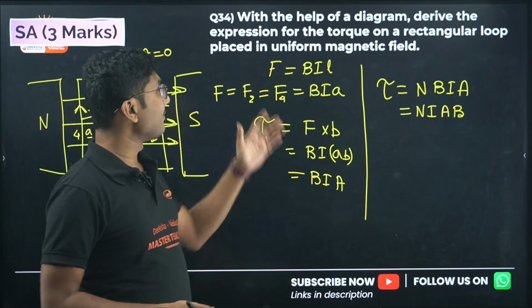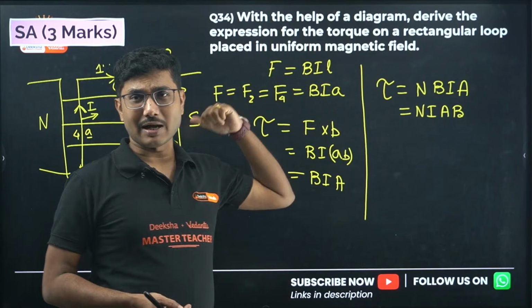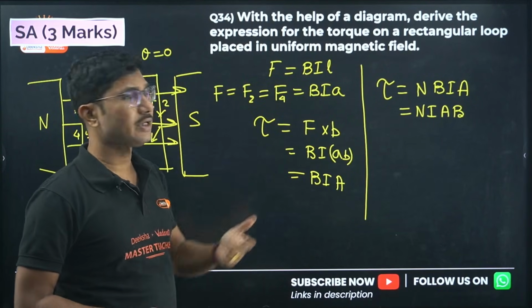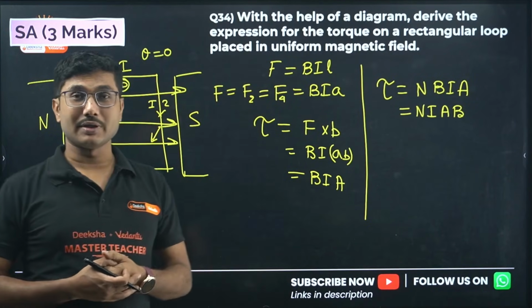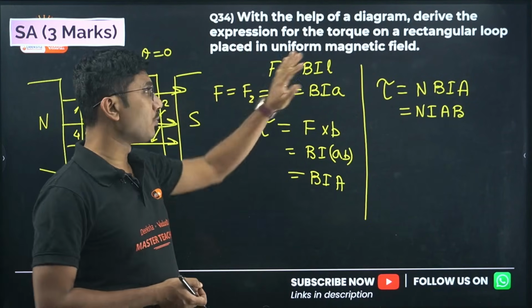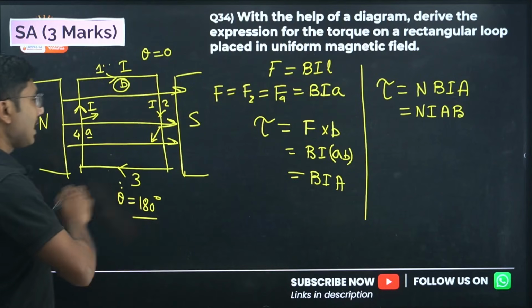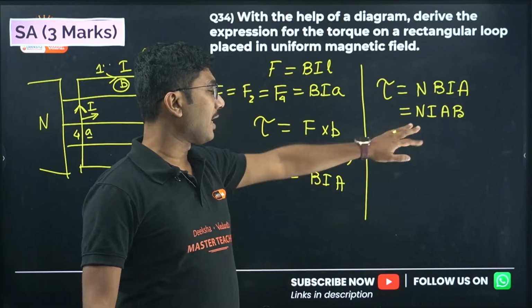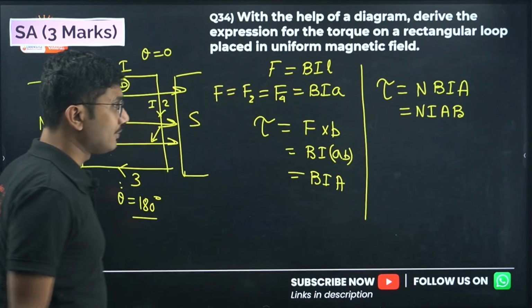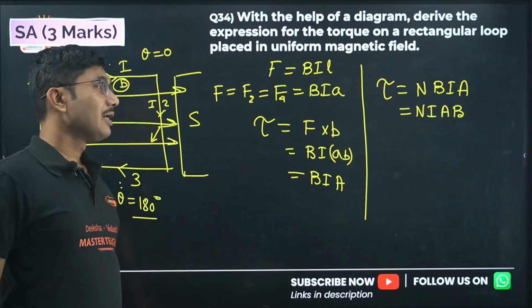This is a very simple derivation, and if this derivation is coming, along with that there will be one more question like state Ampere's law or state Biot-Savart's law. There will be one more question associated with this. Otherwise this is a very simple and easy derivation. Okay, so Nayab is the formula, but this formula we'll be using in our next question as well.